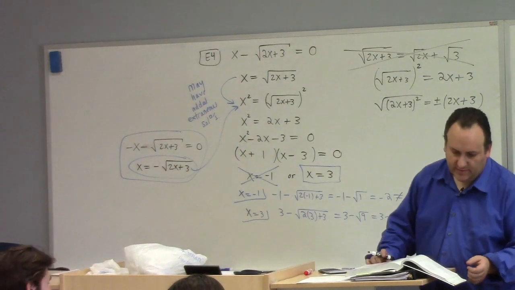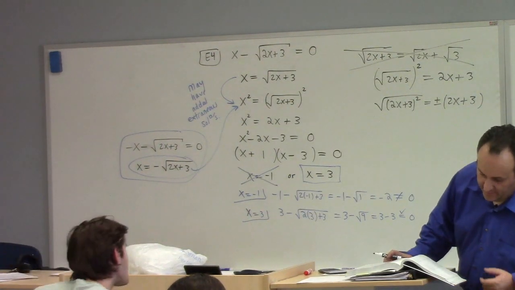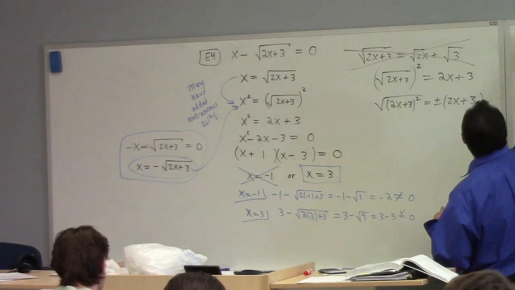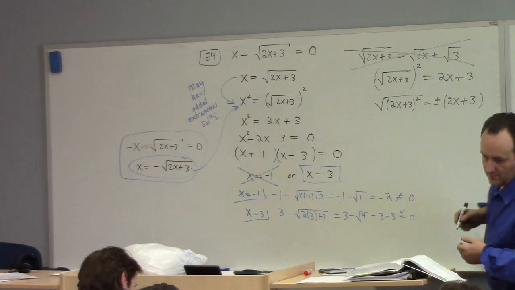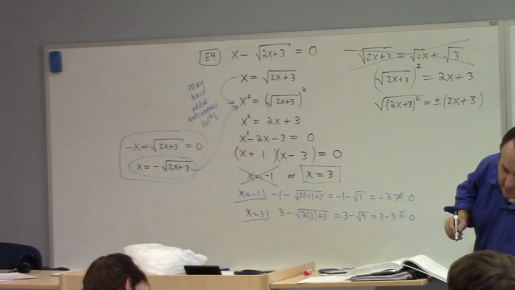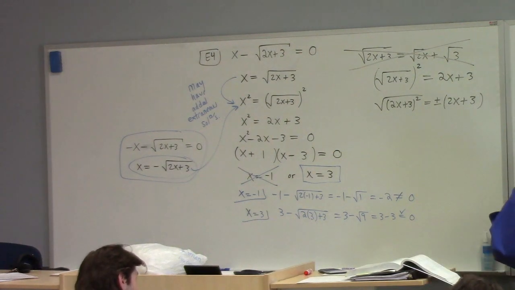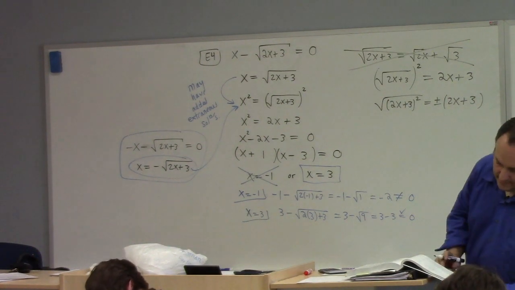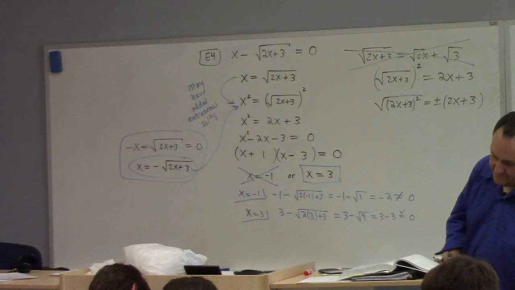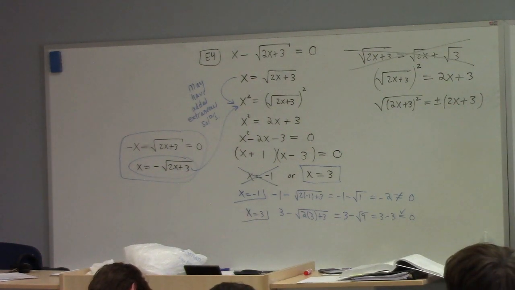Let me look at one that's a little bit uglier. Here's number 53. Suppose we're looking at square root of x minus the square root of x minus 5 equals 1. How do you deal with something like this? Square it. Now, okay, let's do that.